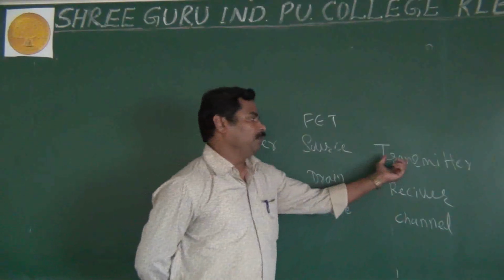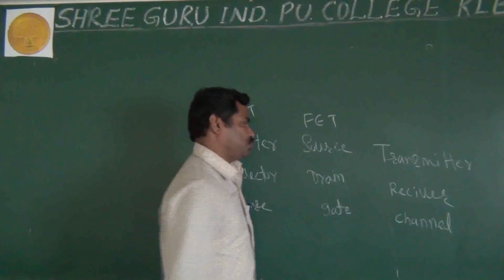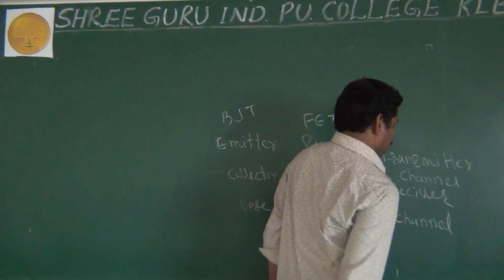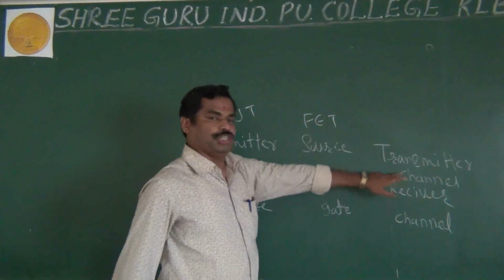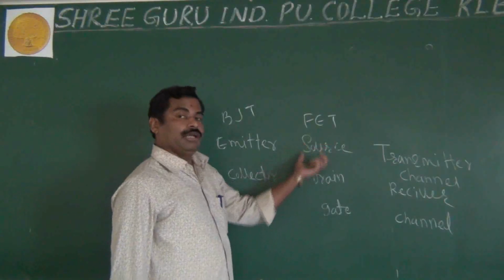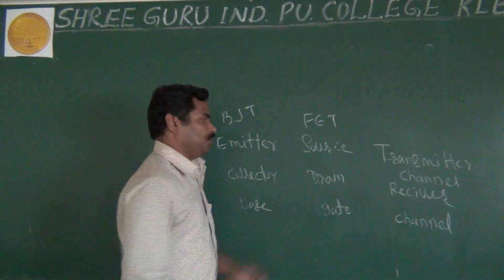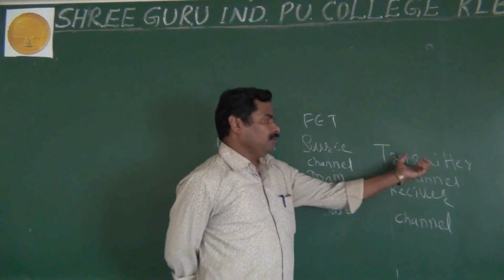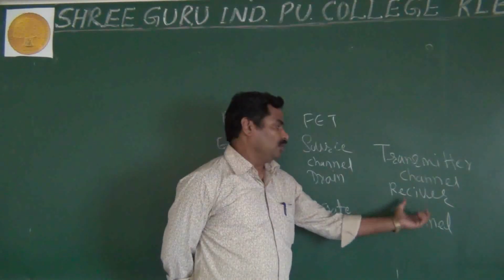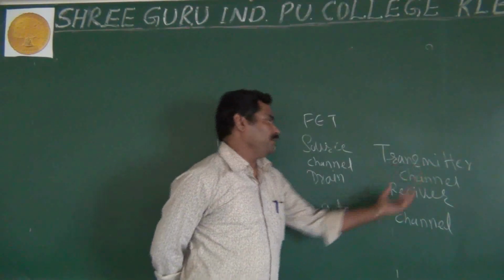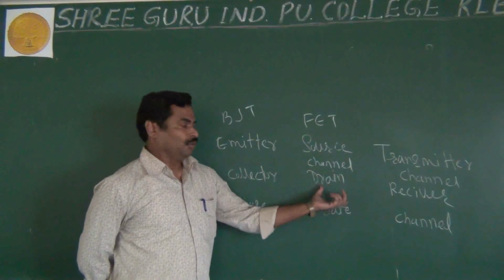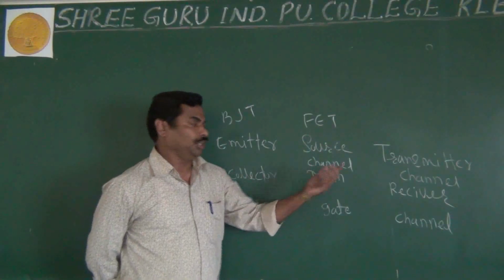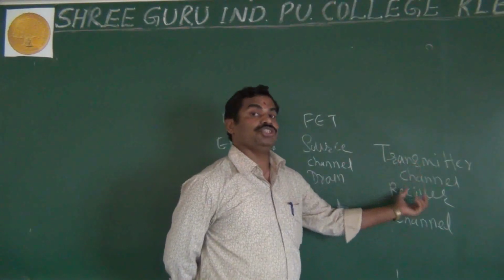But in between the transmitter and receiver, we are having the channel. In the same way, in your FET, in between the source and drain, we are having the channel. Because through the channel we can send the charge carriers, just as here through the channel we can send the signals.